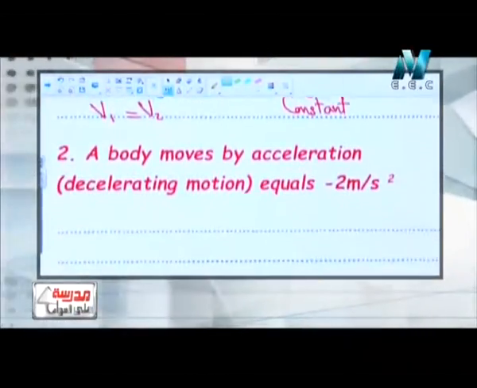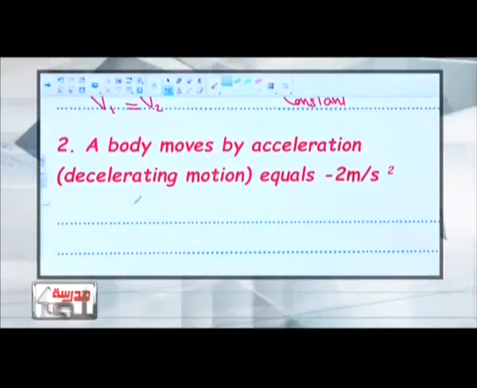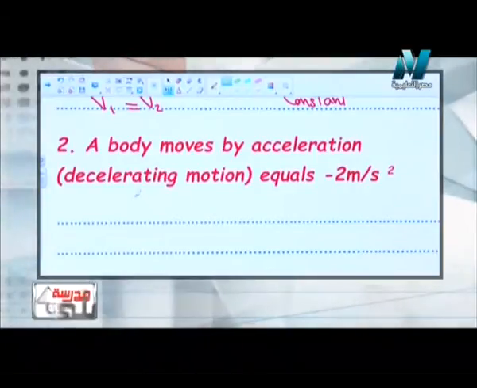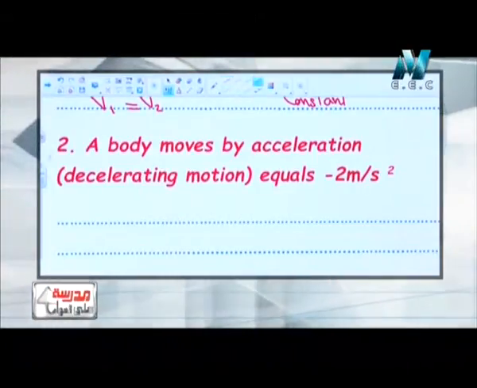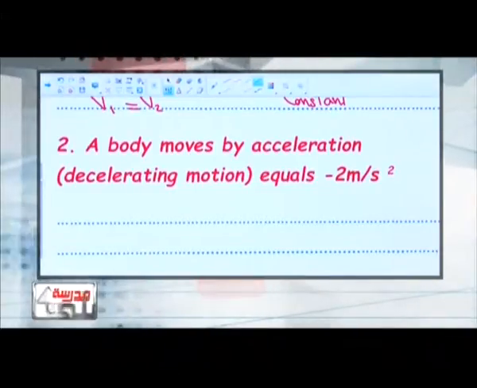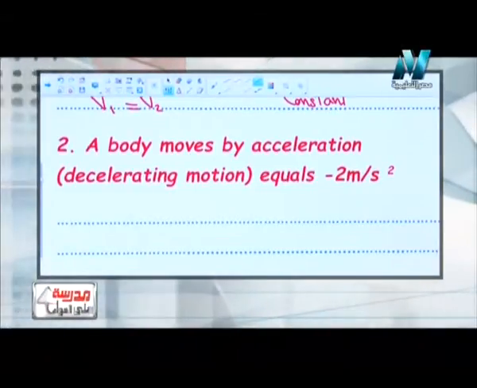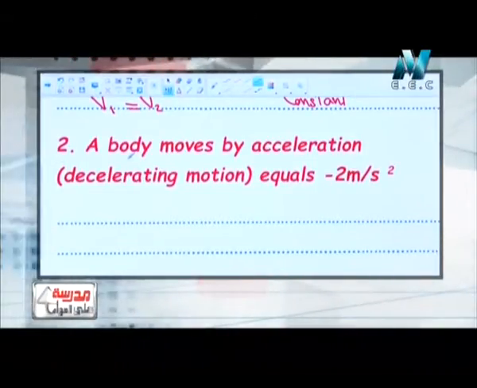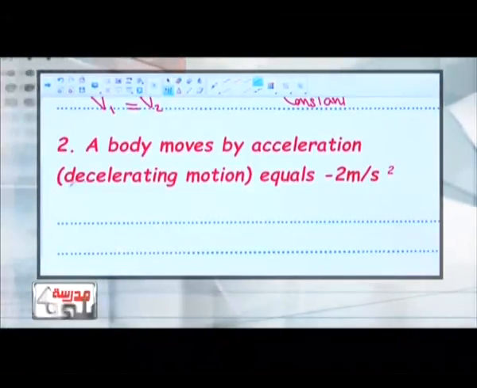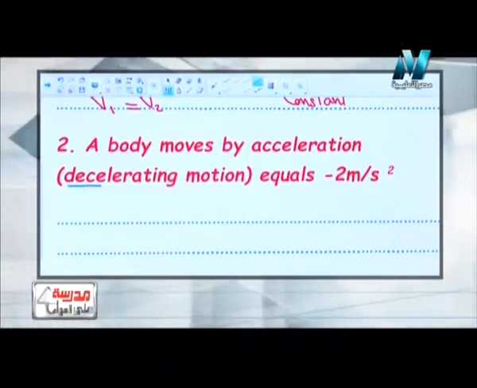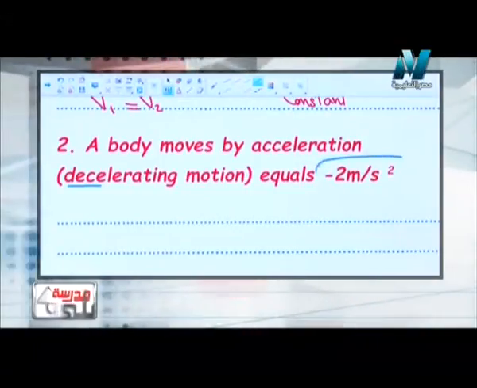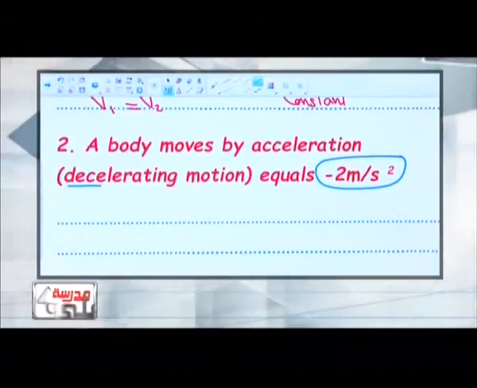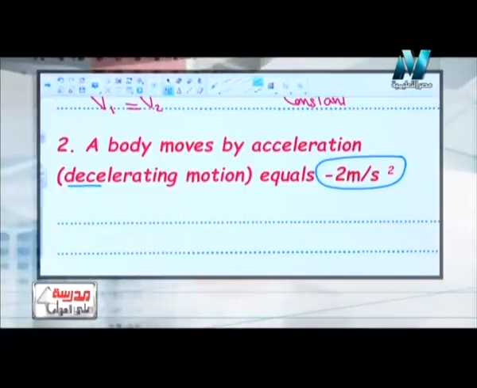Number 2. A body moves by acceleration or decelerating motion equal to -2 meter per second power 2. We can say it is a somewhat complicated question. But we can answer this type of question very easily. Why? Because we have decelerating motion, we know by the sign: negative 2 meter per second power 2, or negative 2 meter per second squared.